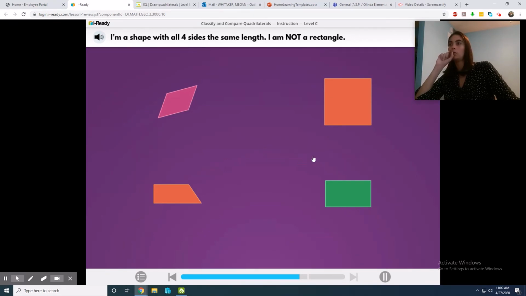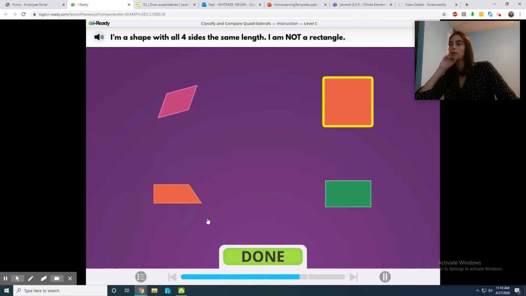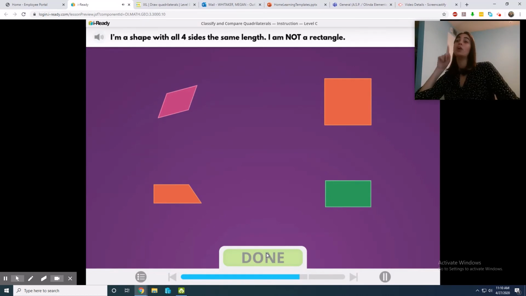So I would go with a square. Let's see. Nope. This square is a rectangle because it has four sides and four right angles. Oh, it's not a rectangle. So we need to try again. Make sure we look at all of our keywords. It is not a rectangle.